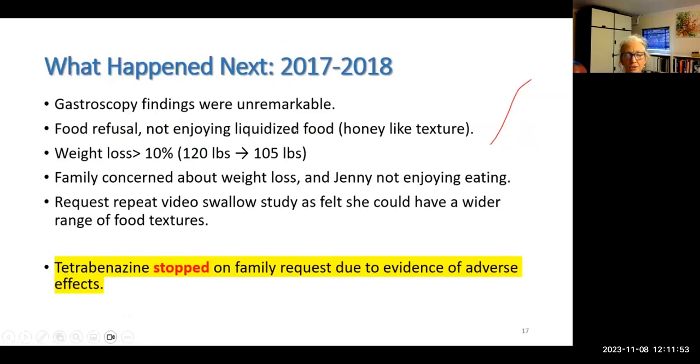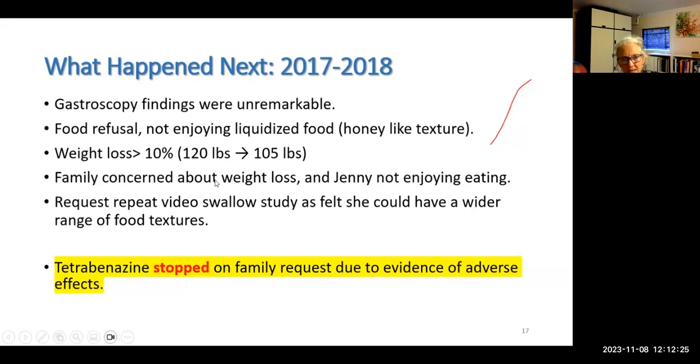However, there were some real challenges for Jenny. She was not enjoying the liquidized foods. She didn't like it, pushing it away, and experienced weight loss, which was fairly significant for her. And her family and her caregivers became quite concerned about this, and that she wasn't enjoying eating. At that point, the tetrabenazine had been stopped at the family's request, just because they'd noticed she was having some Parkinsonian type of side effects.